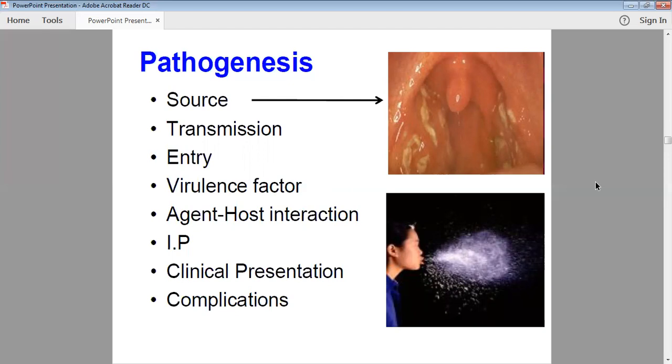So now, etiopathogenesis. These are the points we have to discuss in pathogenesis of diphtheria: source of infection, mode of transmission, route of entry, virulence factor, agent-host interaction, incubation period, clinical presentation, and complications.